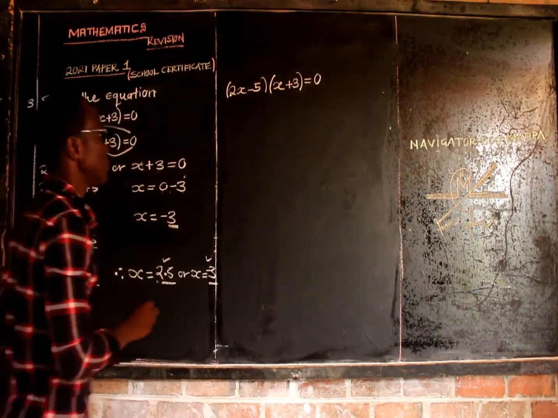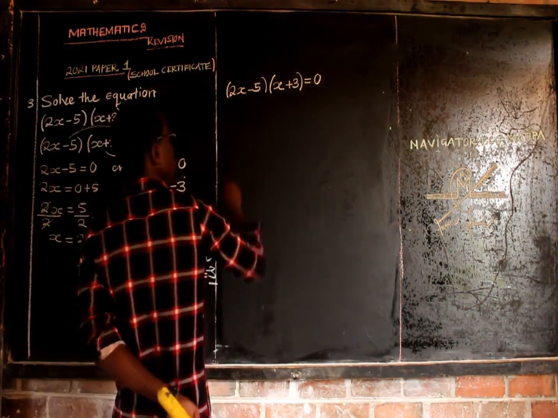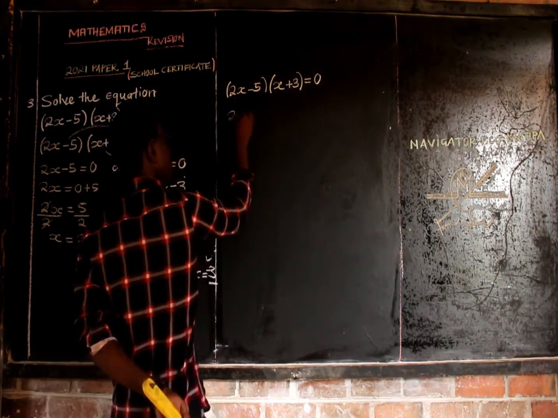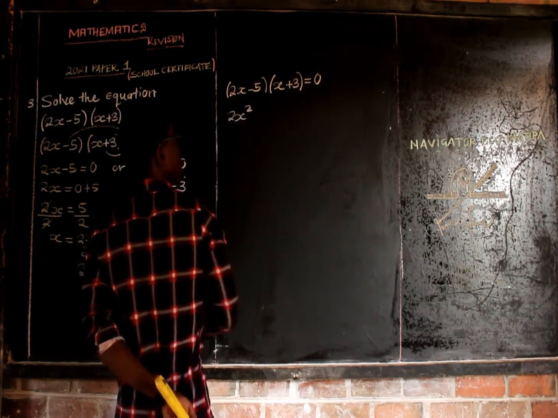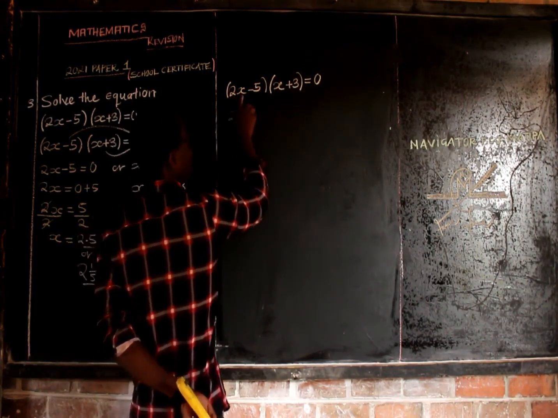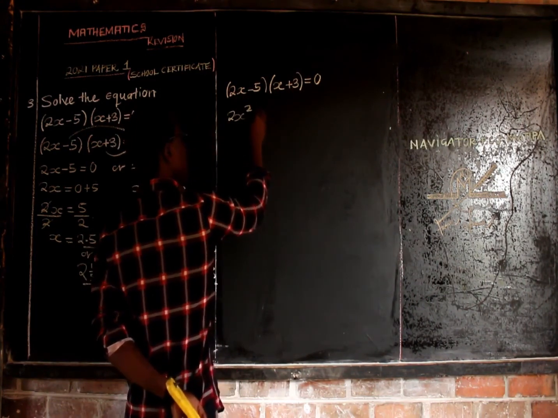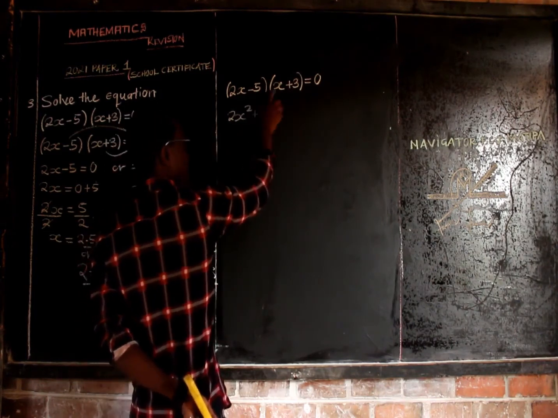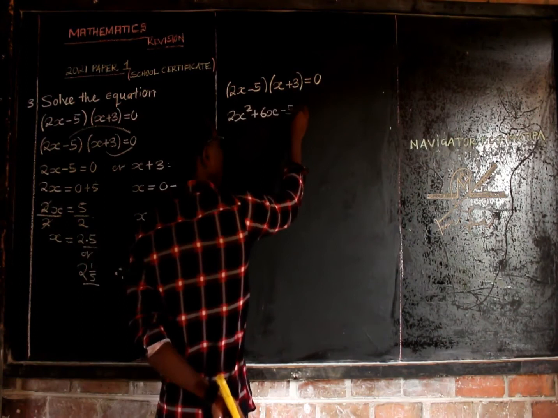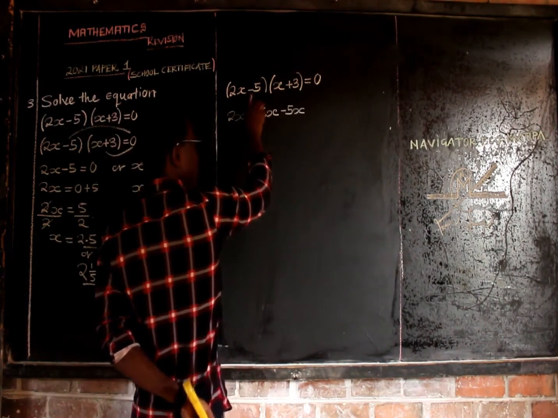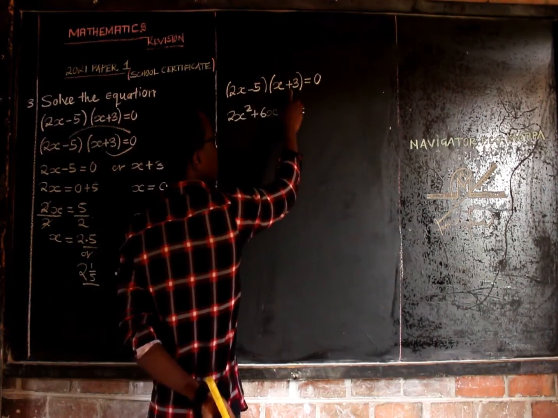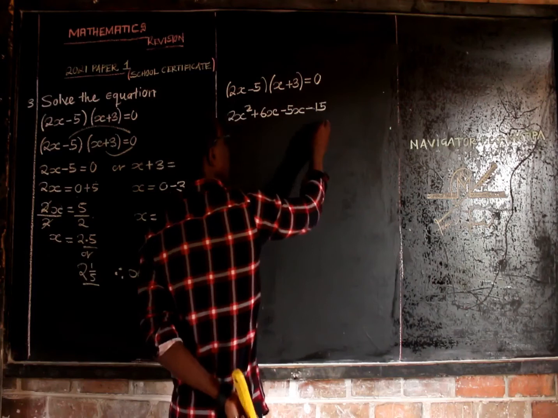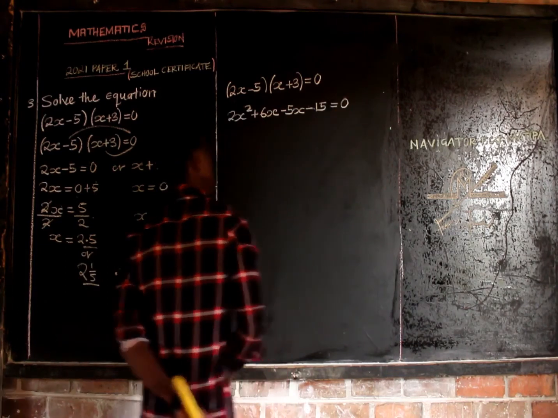Okay? So let us expand this one to come up with a quadratic equation. So 2x times x, you obtain 2x squared. Then 2x times 3, you obtain positive 6x. Then negative 5 times x, you obtain negative 5x. Then negative 5 times positive 3, you obtain negative 15. It's equal to 0.